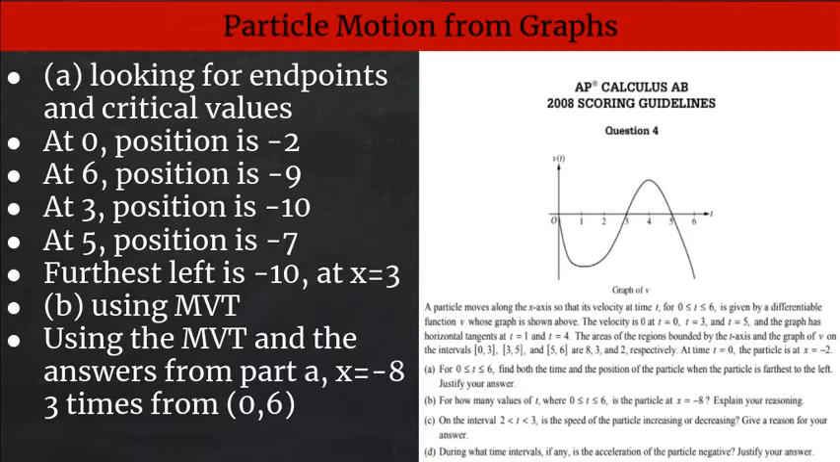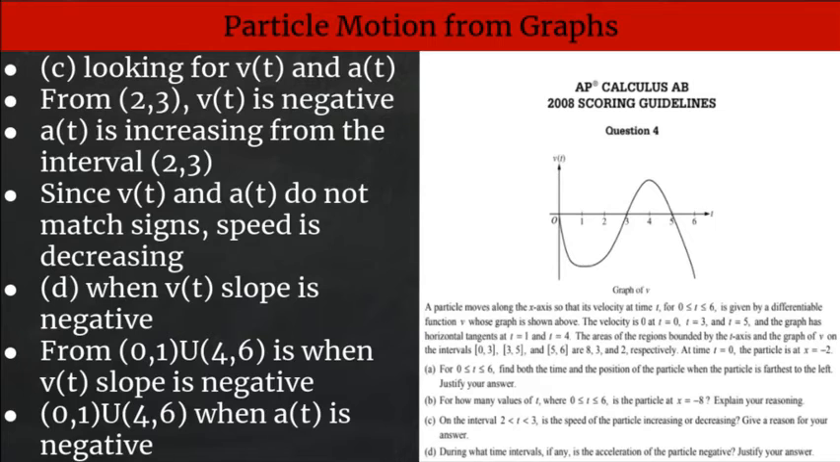And the three times are: from 0 to 3, it crosses from negative 2 to negative 10. From 3 to 5, it crosses from negative 10 to negative 7. And from 5 to 6, it crosses from negative 7 to negative 9. So that gives us three times that it crosses x equals negative 8 from 0 to 6.